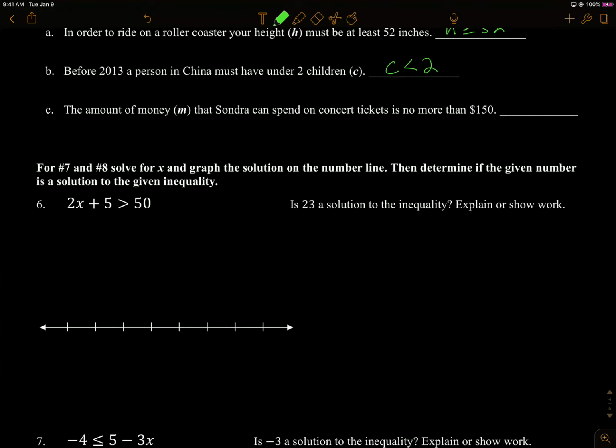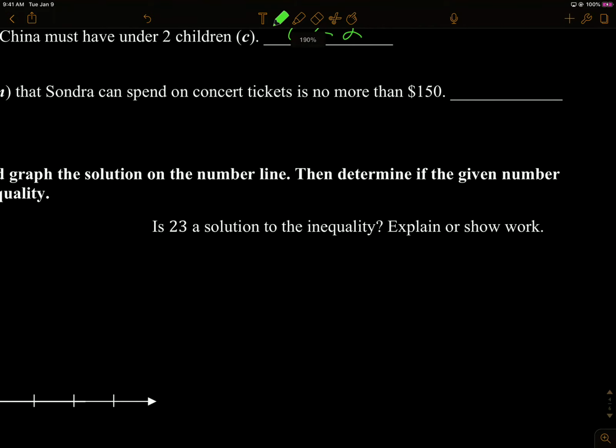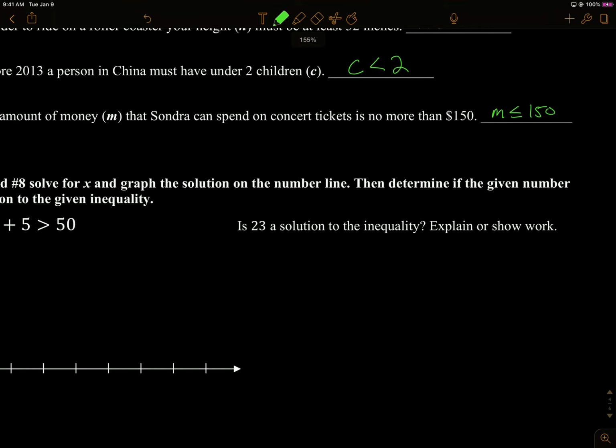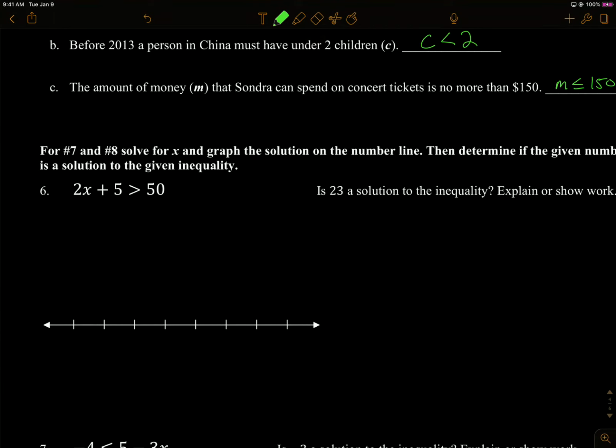Part C, the amount of money M that Sandra can spend on concert tickets is no more than $150. So that means the money that she spends can be less than or equal to $150 because no more than implies that equal to is okay.